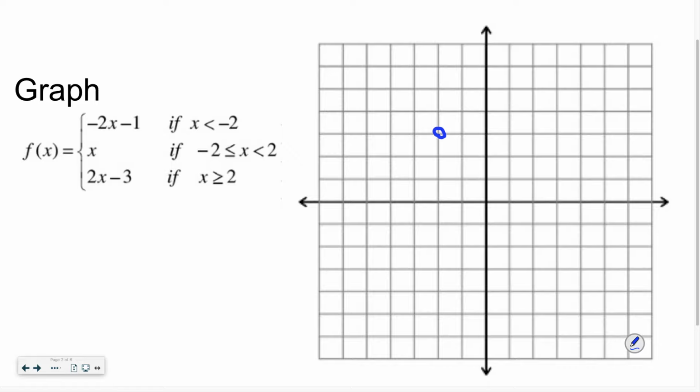And we know that this line has slope of negative 2, so we know that it needs to fall. So there's that piece of line. Okay, so how about you draw in for me this line from negative 2 to 2? What would that look like?